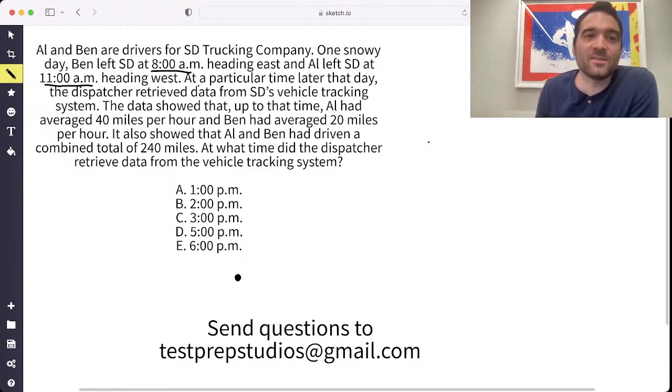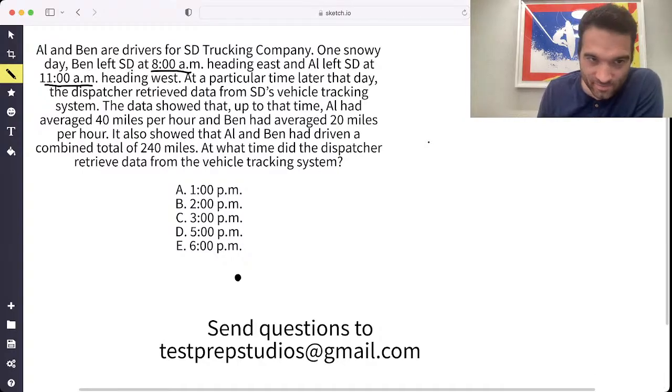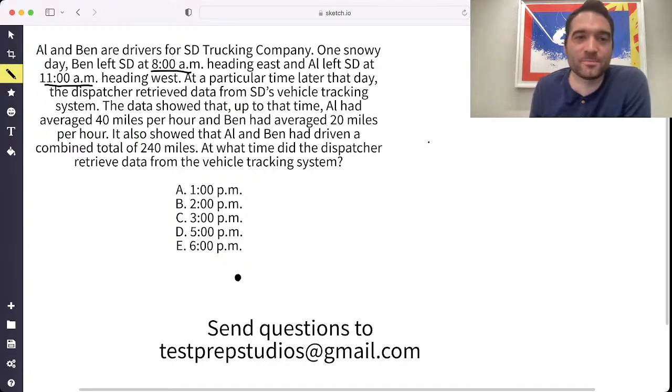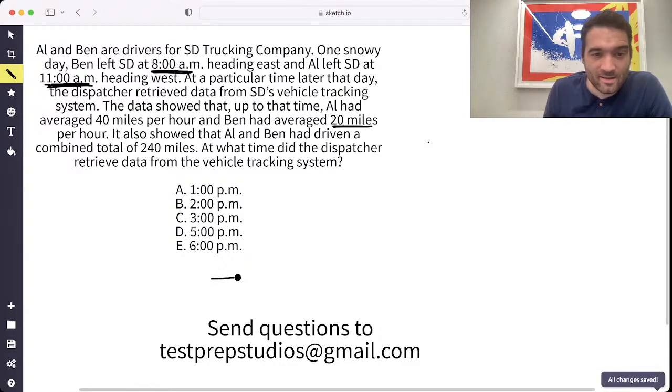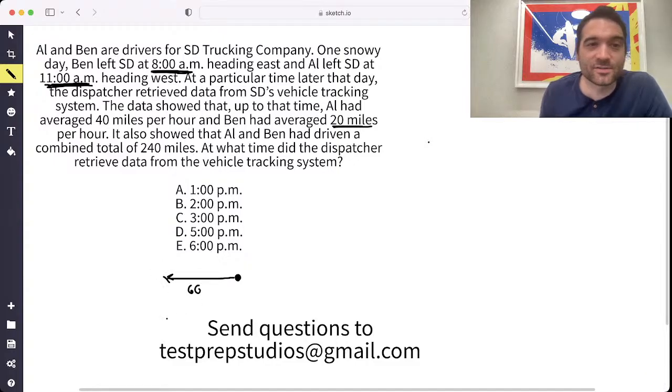So the first thing that we need to do is figure out how far Ben gets on his own, right? We want to see how far Ben gets all by himself. How far is Ben traveling before Al starts traveling? Well, he leaves at 8, Al starts leaving at 11, so that's 3 hours. Now, Ben is driving 20 miles an hour for 3 hours, meaning that he gets 60 miles away, right? Ben's going east.